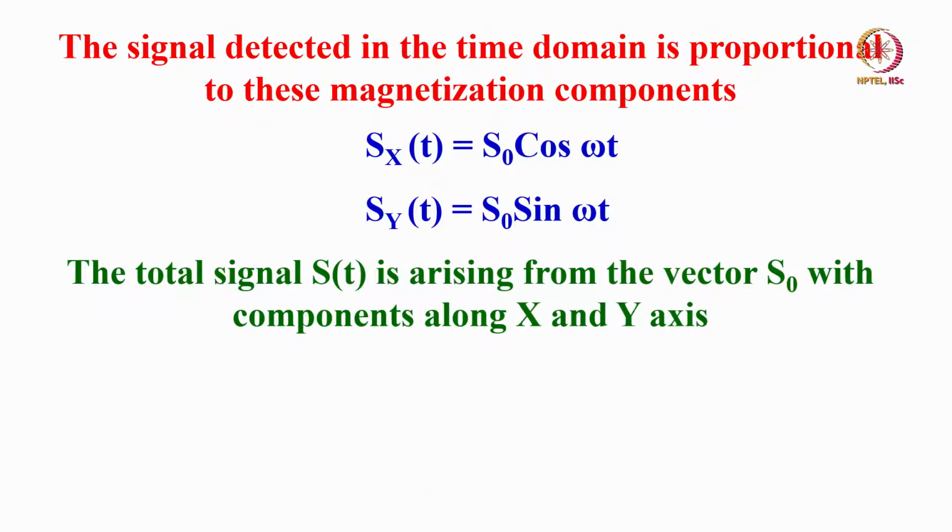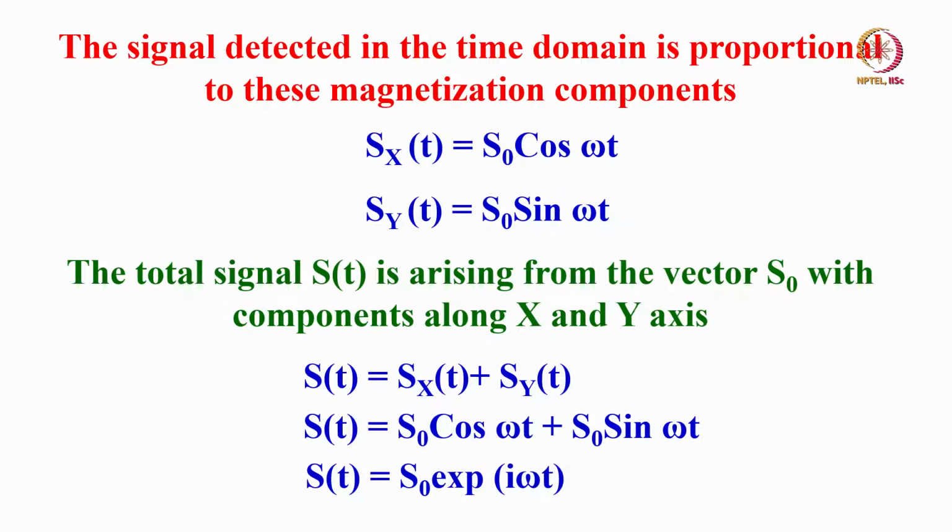The total signal comes because of some of these things. See, for example, if I have a total signal, it is a sum of Sx of t and Sy of t, that is the X and Y components, that is the sum of the cosine component and the sine component. That is why we can write this form as S of exponential i omega t, sum of these two.